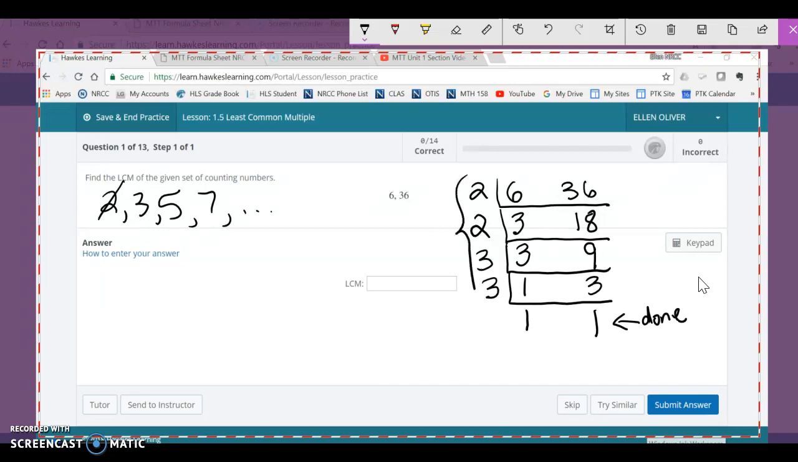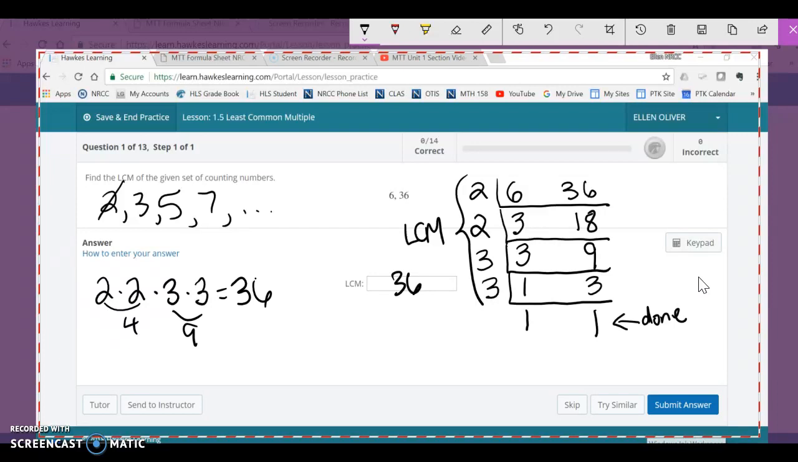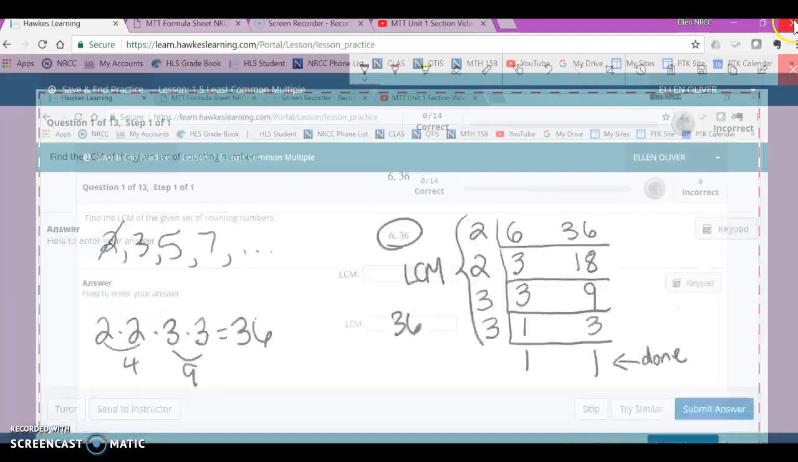And the product of these numbers is my LCM. So my LCM is 2 times 2 times 3 times 3, or 4 times 9, or 36. So 36 is the smallest number that both 6 and 36 go into.